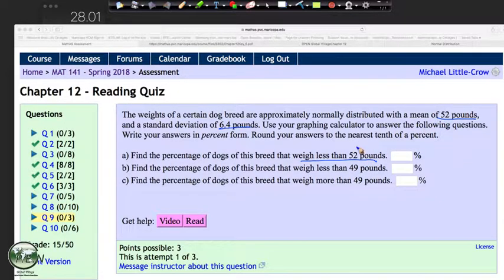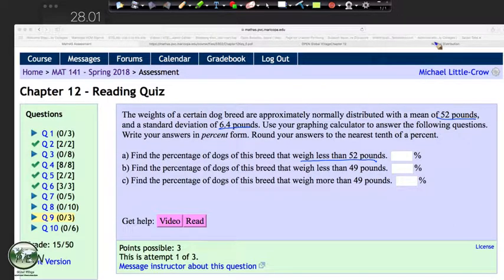The mean is 52. What percent weigh less than 52? Should it be 52%? Why would it be 50%? Half, because remember, always half or 50% lie below the mean. So don't get thrown off by the numbers.